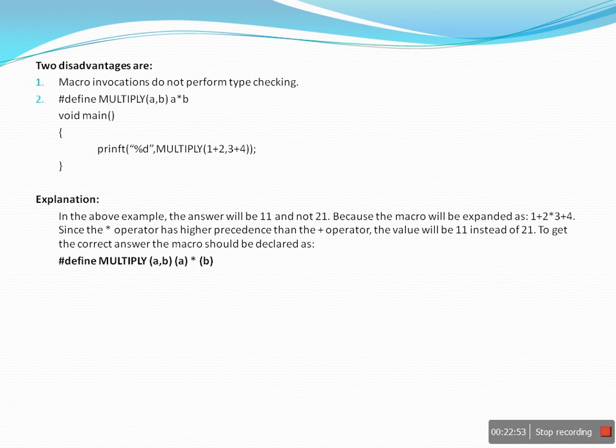Because the macro will be expanded as 1 plus 2 multiplied by 3 plus 4. Since the star operator has higher precedence than the plus operator, the value will be 11 instead of 21. To get the correct answer, the macro should be declared as #define multiply(a, b) in brackets, and then in brackets you can write (a) and (b).